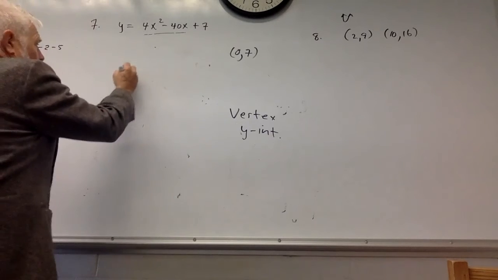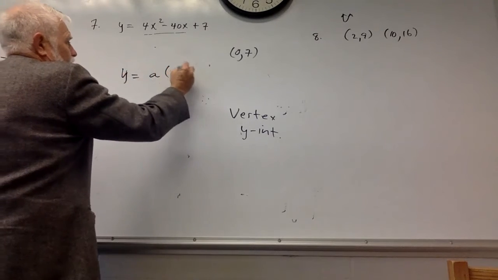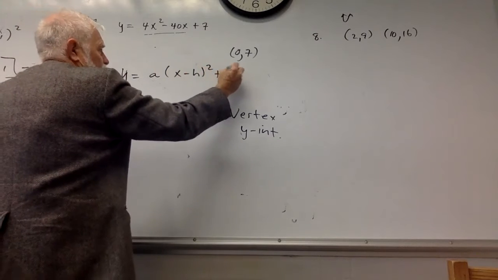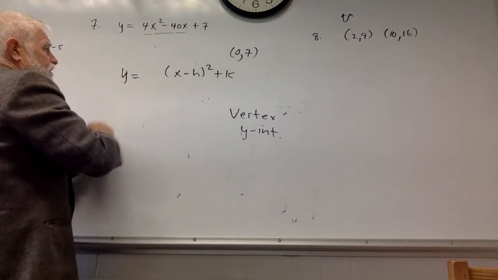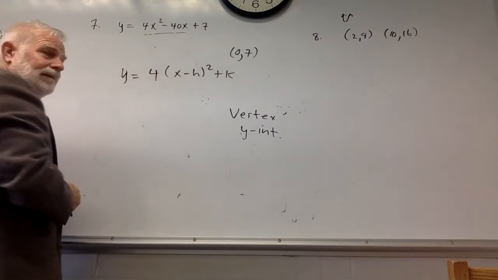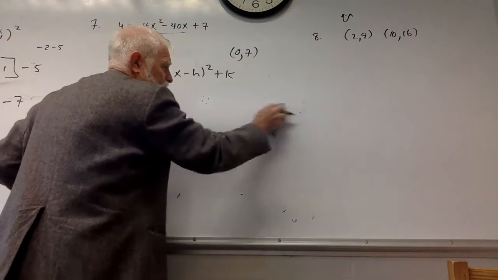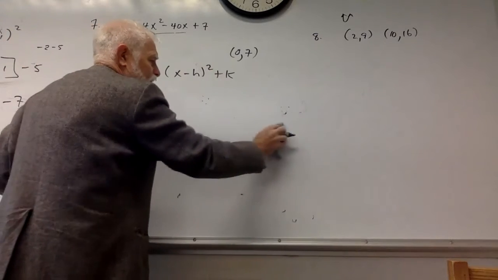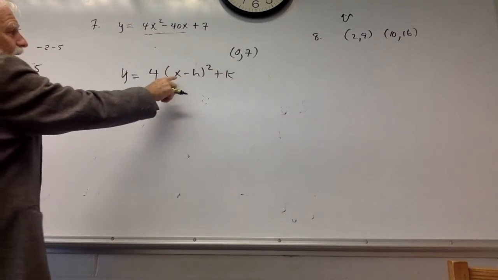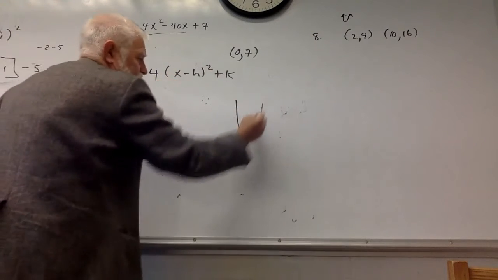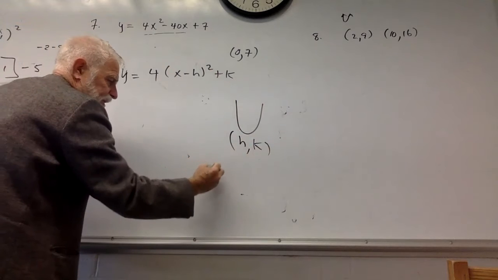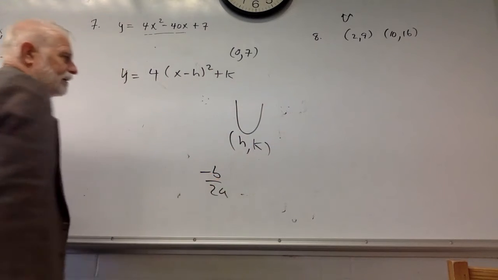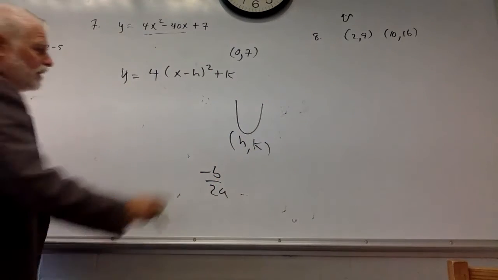So y is equal to a(x minus h) squared plus k. That's the graphing form. And a is given. It's a 4. You already have it. So the only thing we need is the vertex, and the vertex is represented by (h, k). And h is represented by minus b over 2a, which we just did a minute ago. We know it's 5.